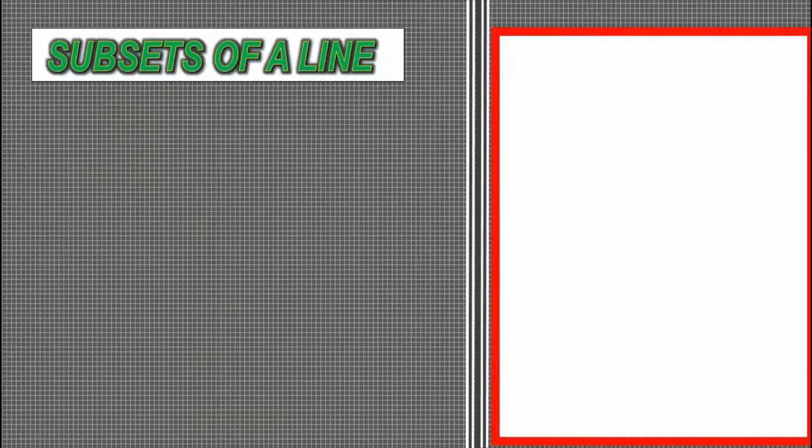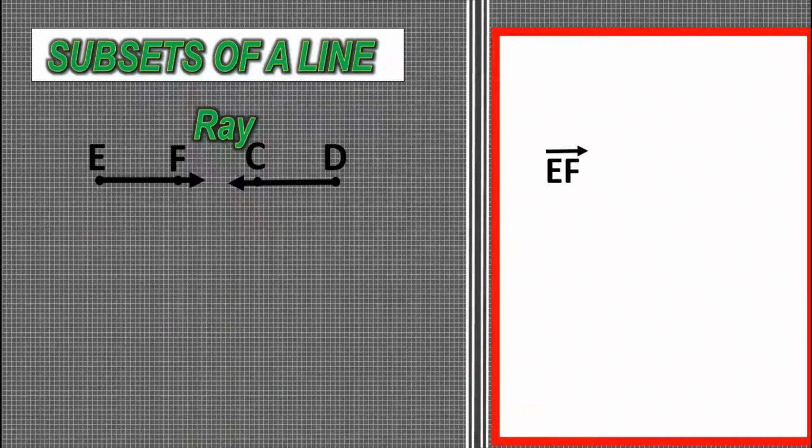Let's discuss subsets of a line. These terminologies or geometric figures are originally part of the line itself. The first subset is ray, which has an endpoint and one side extended infinitely. For this example, the first ray is ray EF with its ray symbol on top. And the other one, please don't be confused sometimes on the letters. Since a ray has an endpoint, which is point D, then we name it as ray DC.